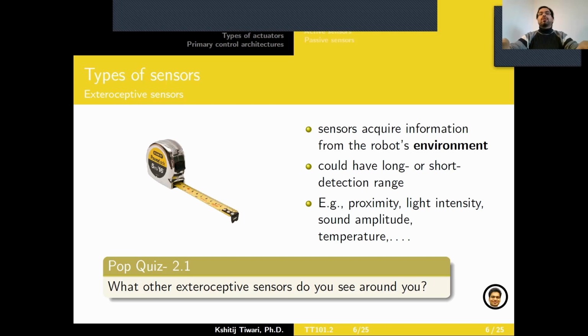Pop quiz for you. What other exteroceptive sensors do you see around you that are very commonly used on a robot? To answer such pop quizzes, you could write in the comment section below. And when answering a pop quiz, always refer to the pop quiz by its number. So for this case, it would be answer to the pop quiz 2.1.